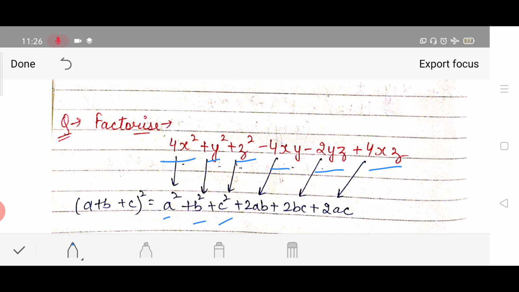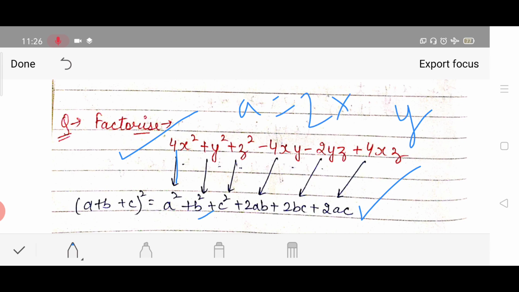We are having 3 squared terms, similarly in the question, and 3 terms having 2 variables. So we will equate this question with this identity. So what we have, the value of a² is 4x², so the value of a will be 2x, the value of b will be y, the value of c will be z.